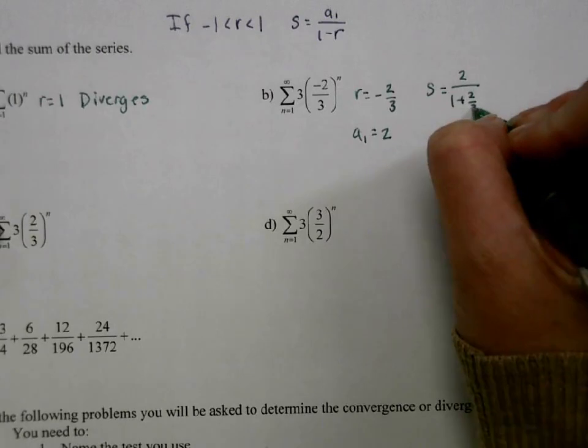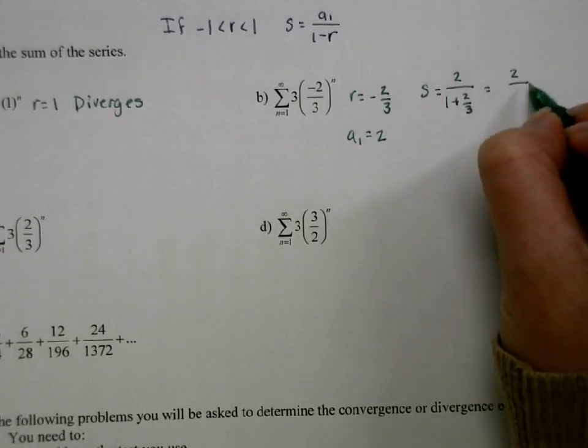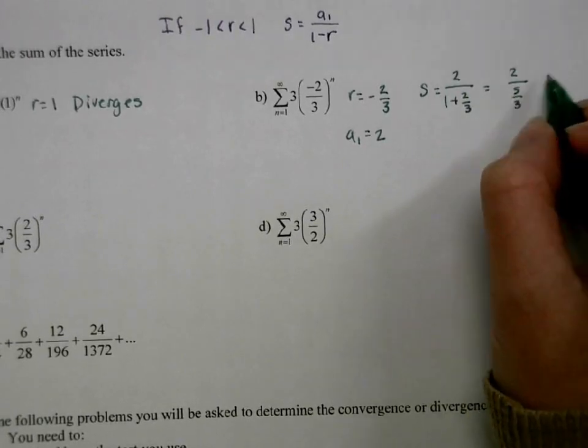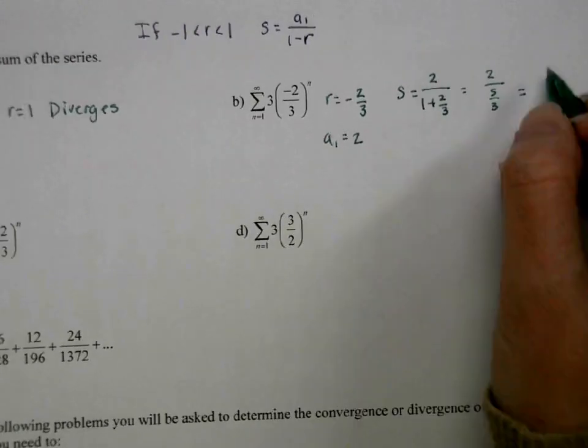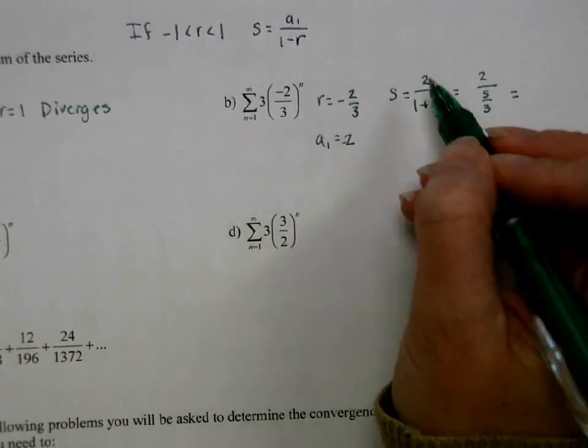Okay, get a common denominator. So this would be 3/3 plus 2/3 is 5/3, and then multiply by the reciprocal. So this is an a1 of -2. So we get -6/5.